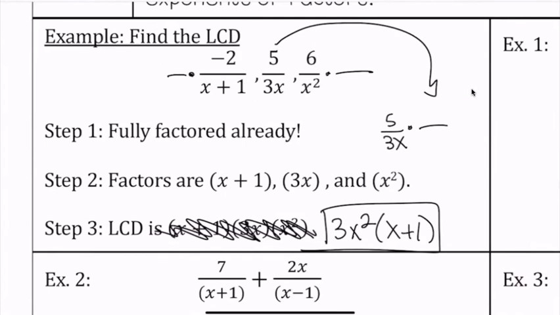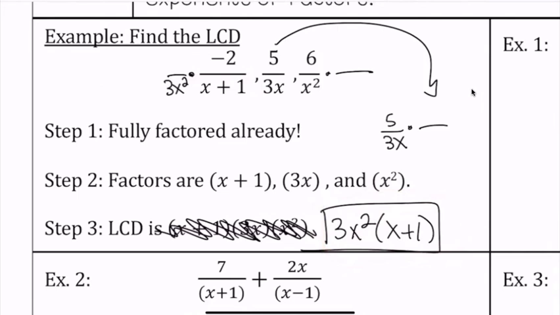Okay, what I'm doing here, you can see I'm drawing little fractions. I'm going to show you what we multiply each fraction by to get it to have the right denominator, our least common denominator. So if I look at this first one, this one already has x plus 1. Got that right there. So it's missing this part. It doesn't have this part. So it would have to multiply 3x squared times that x plus 1 to make this.